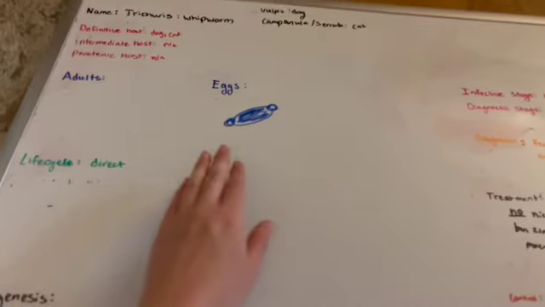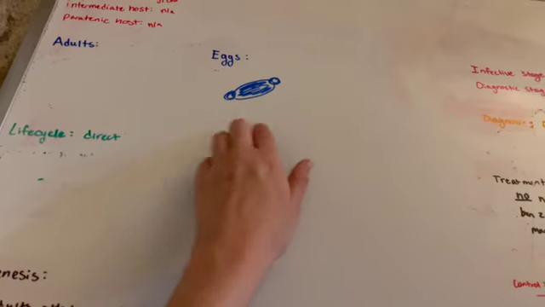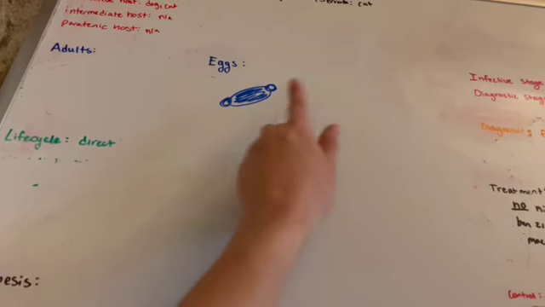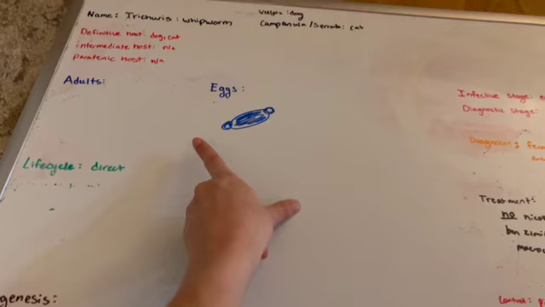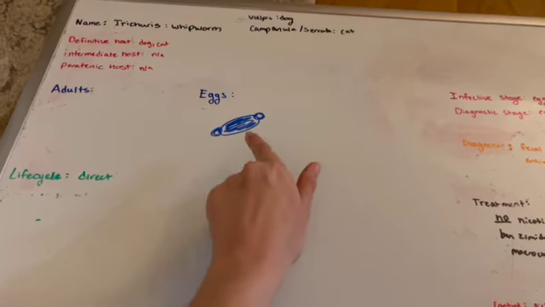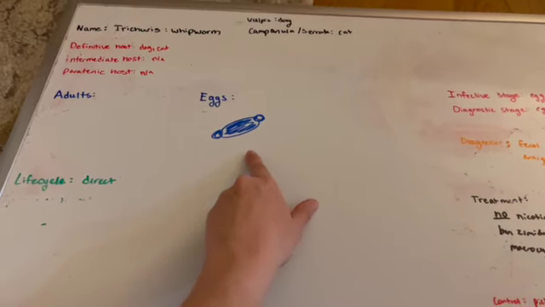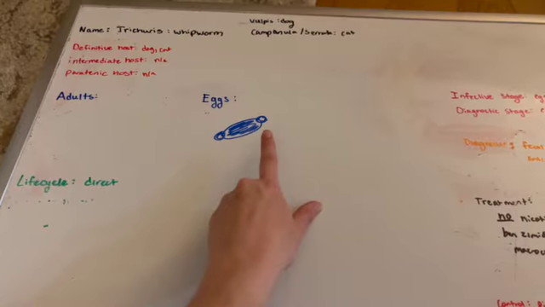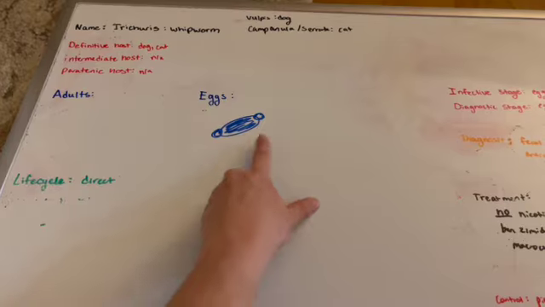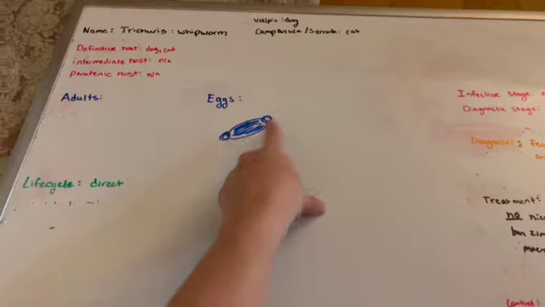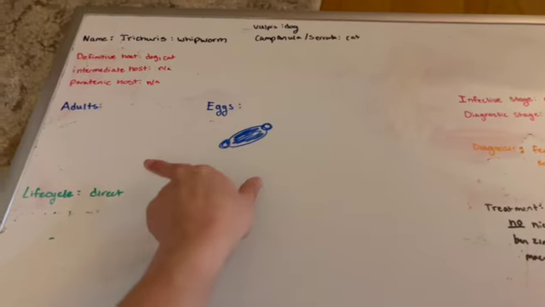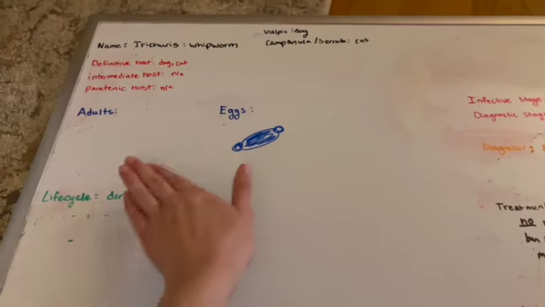Didn't really talk about adults. Our eggs are going to have the bipolar plugs that are going to be straight across from each other, which is something that we have to note because there are 2 ruminant parasites that kind of look like this, but their bipolar plugs are not going to be straight across from each other. So whipworm is going to be in a straight line.